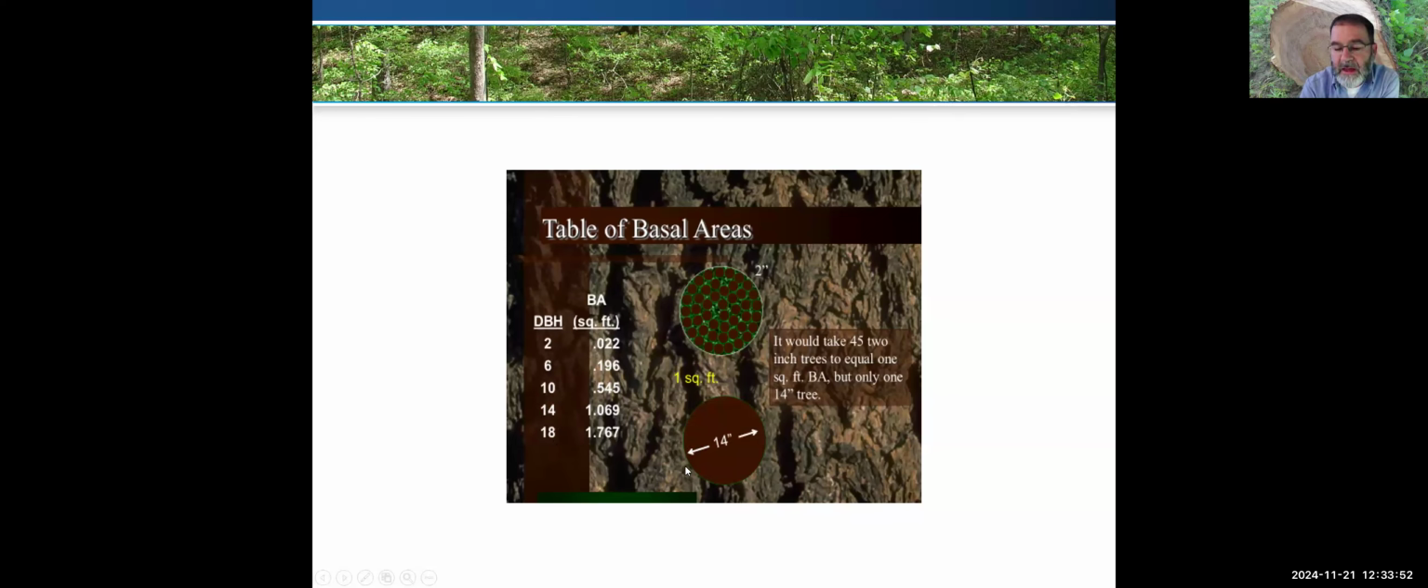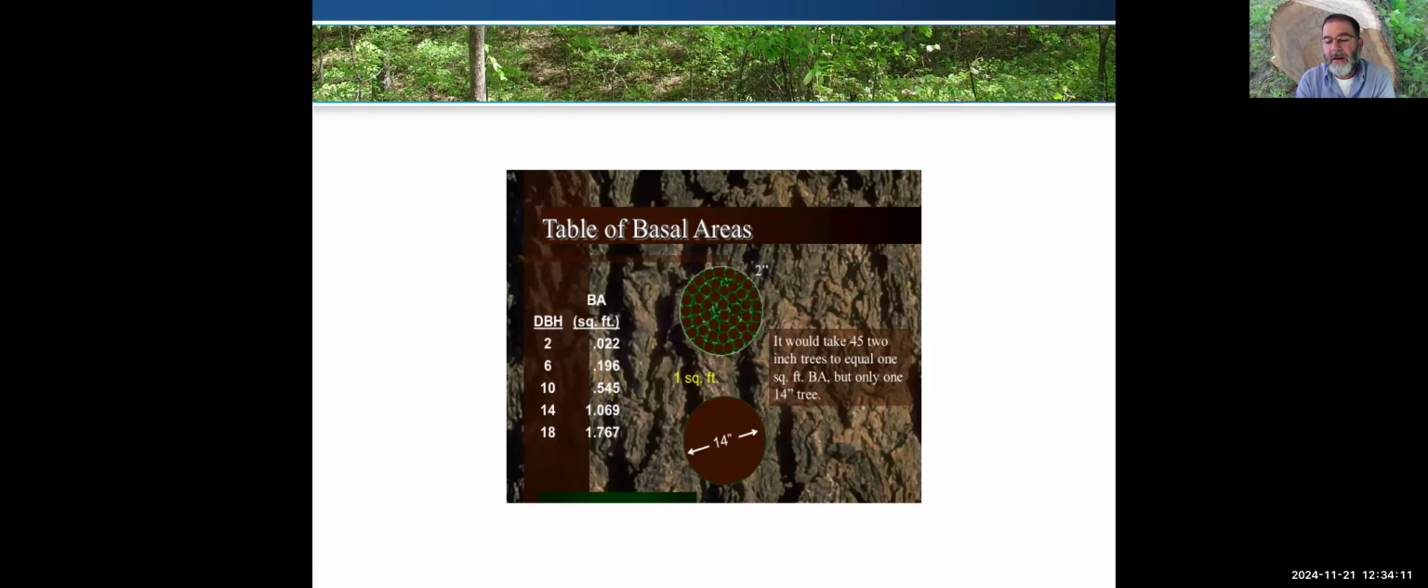Now, key to this is that I said a 14-inch tree has about 1 square foot of basal area, but for 2-inch diameter trees, it would take about 45 of those to equal the same amount of square foot of basal area. So this applies to all sizes of trees and development of various stands.